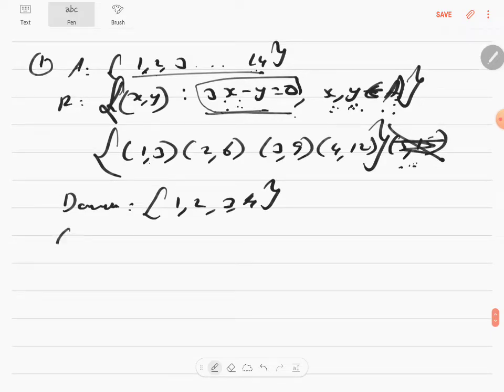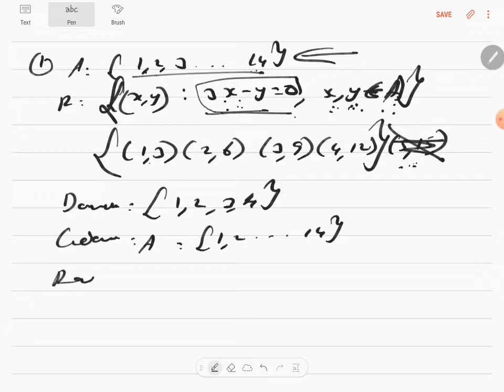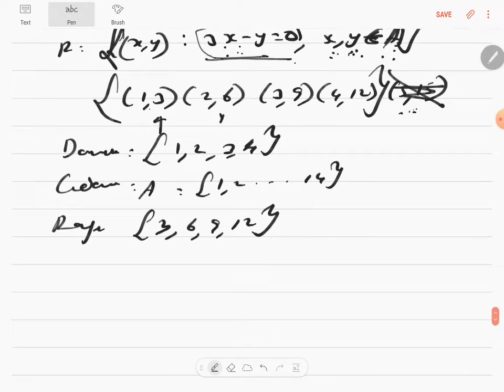Then what is the codomain? Codomain is anything that is available for you. What is available for you? Y belongs to set A, which is 1 to 14. Okay, what is the range? Range is the second element of the ordered pair. I've told you, 3, so 3, 6, 9, 12. Are you clear? Yes, ma'am.